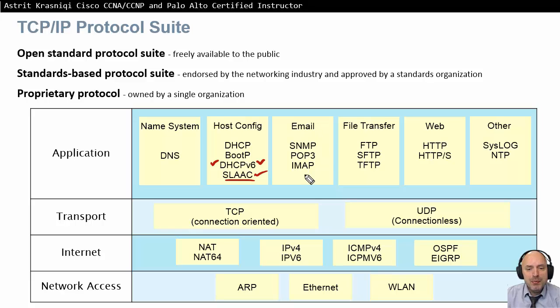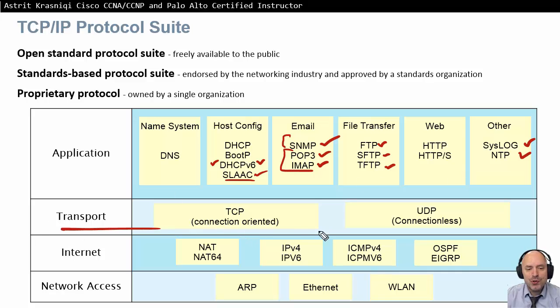Email, this is for sending email, Simple Mail Transfer Protocol, SMTP. POP3 receives email, and IMAP also receives email. So we have two protocols to receive and one for sending. Then file transfer protocol, secure file transfer protocol, and trivial file transfer protocol. This is just transferring files in your network. HTTP, HTTPS, and other protocols we have like syslog, NTP, and so on.